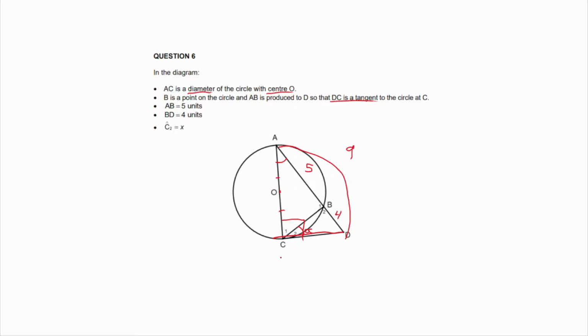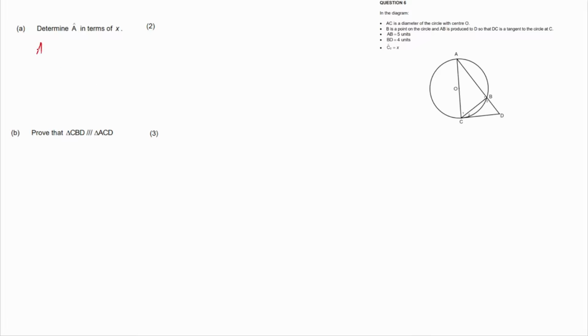Angle A in terms of X. Remember DC is a tangent. So we can say that A is equal to C2, which is equal to X, and that's simply from tan chord. Tan chord. All right, nice and easy again for 2 marks. So if you know your theorems well, these 2 mark questions have been quite easy so far. Well, I hope they've been easy if you know your theorems.